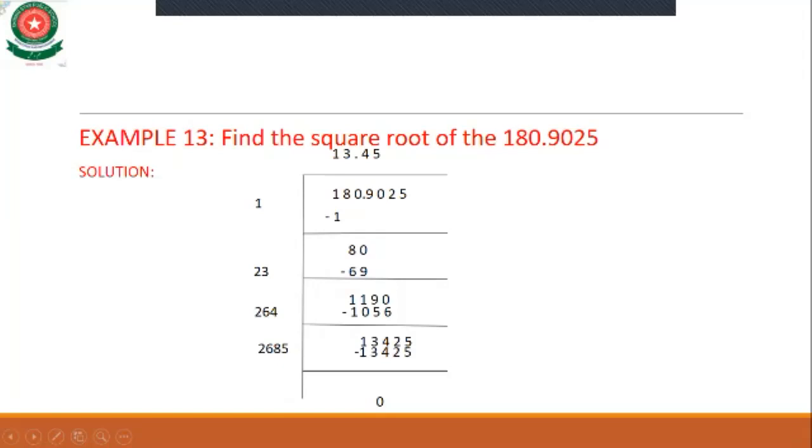23 multiplied by 3 is equal to 69. 80 minus 69 is equal to 11. Next, that 90 moves downward. Before the 90, we have the point, so we write it here.